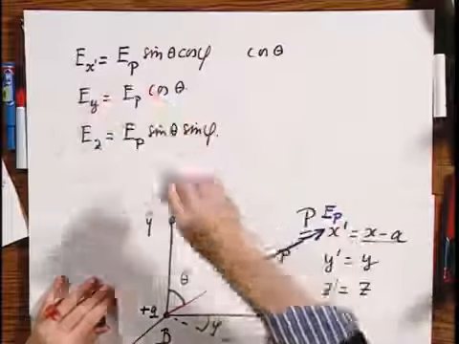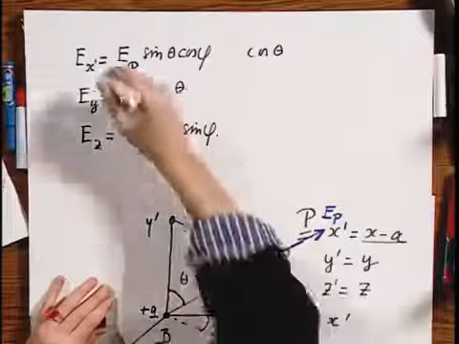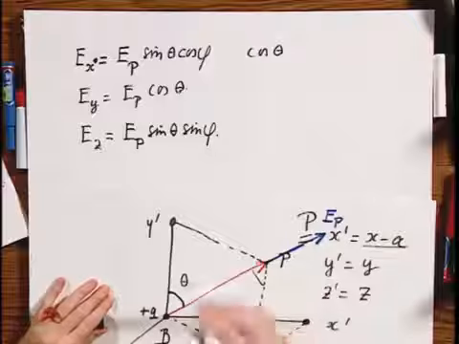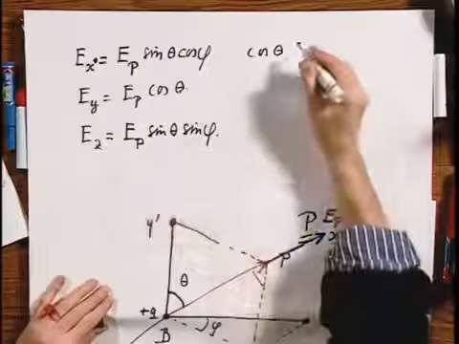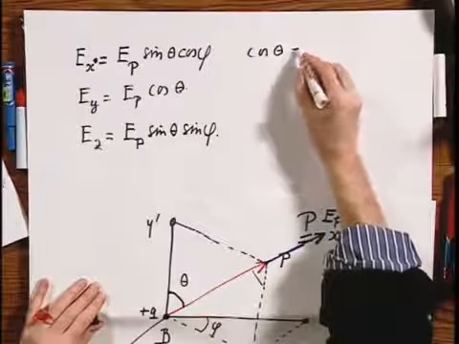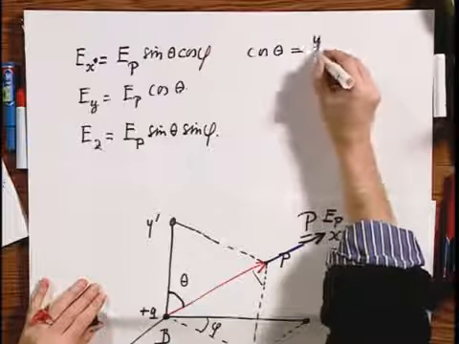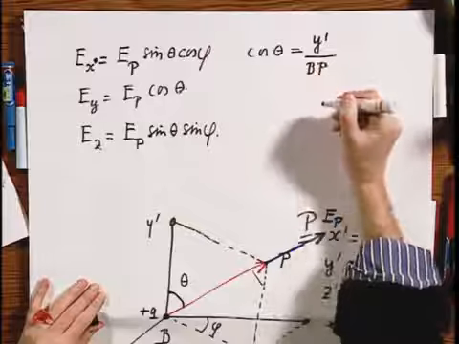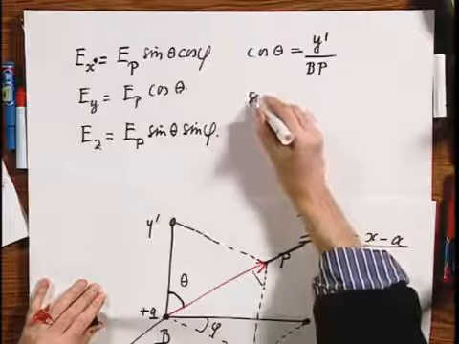By the way, the x prime direction is also the direction of x, so it's really absurd to call it x prime. It is the component of E in the x direction, so forget the prime. Cosine theta equals y prime divided by BP. Convince yourself of that.